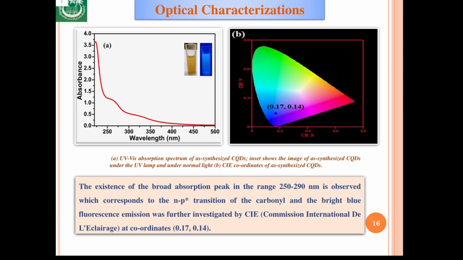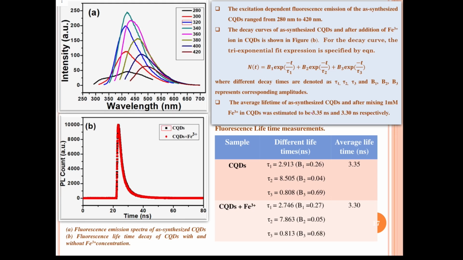The CIE graph was plotted for this blue emission, and its dominant wavelength was found to have a CIE coordinate of 0.17, 0.14, showing that it has an emission in the blue region of this CIE diagram. These as-prepared carbon quantum dots exhibited excitation dependent fluorescence emission.